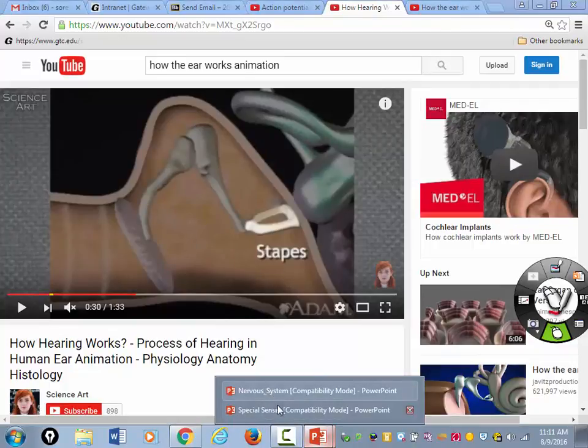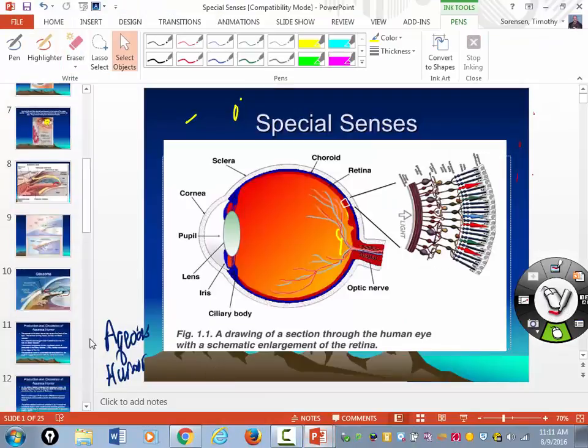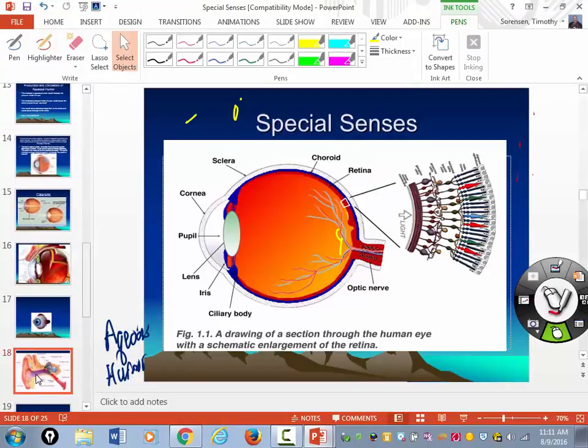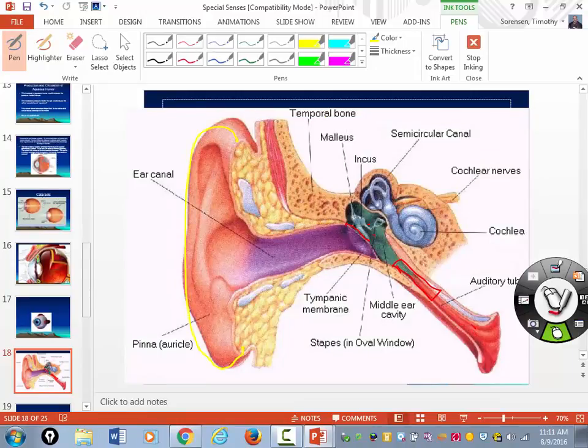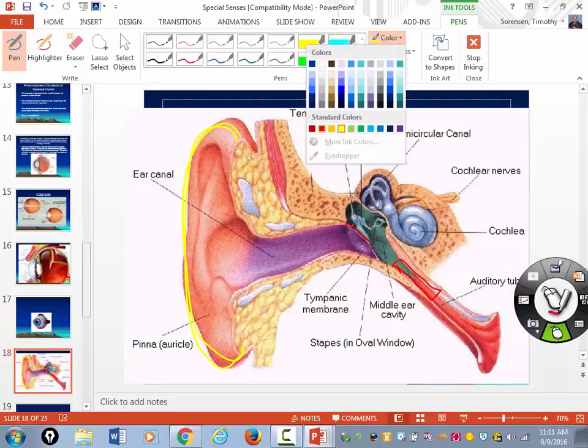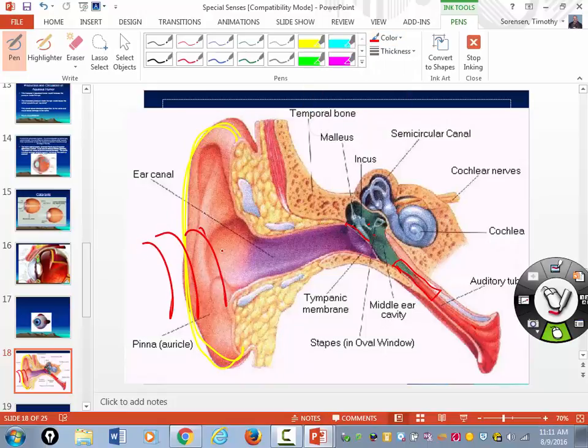Let me give you some overview of just some of the anatomy of the ear. The outer portion of the ear is called the pinna or auricle. The function of the pinna is actually to funnel sound waves into the external auditory canal. Now watch. The external auditory canal is covered with skin, the inner portion. But it has modified sweat glands that don't sweat. They actually produce earwax.